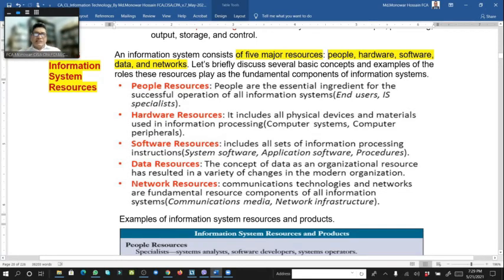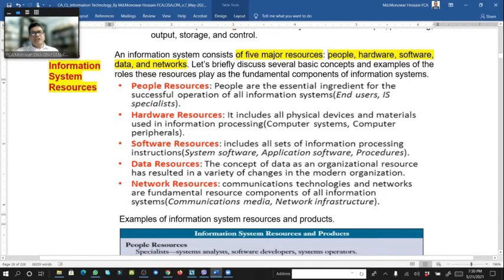And then hardware resource includes all physical devices and materials used in information processing, such as computer systems, computers, etc. And software resource includes all sets of information processing instructions: system software, application software, procedures, etc. All within the software resource.